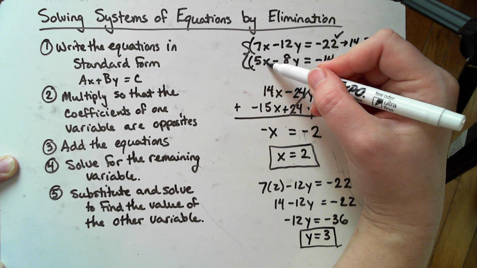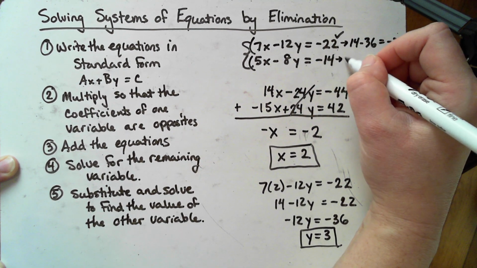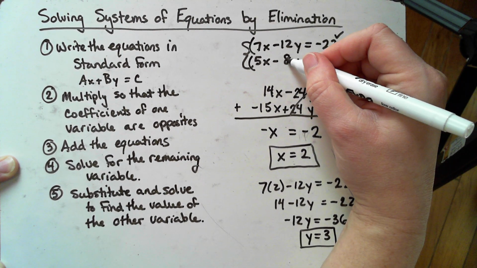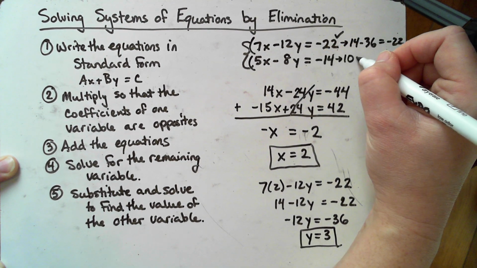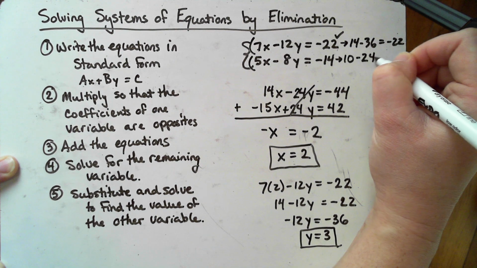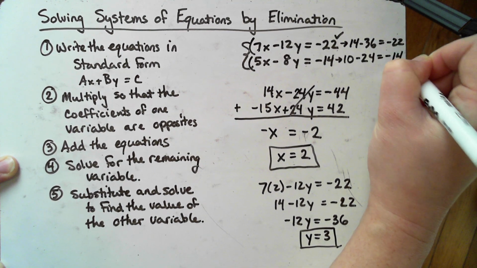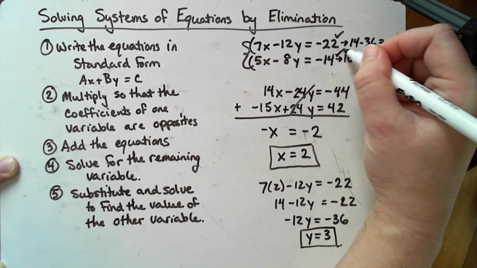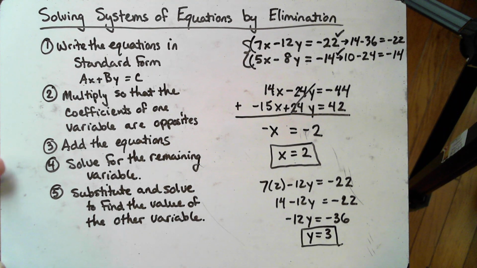Now in the bottom equation, I will do 5 times 2 is 10. And negative 8 times 3 is negative 24. And 10 minus 24 is negative 14, which is what this said. So that is correct as well. So my answer is correct. So that's how you solve systems of equations by elimination.